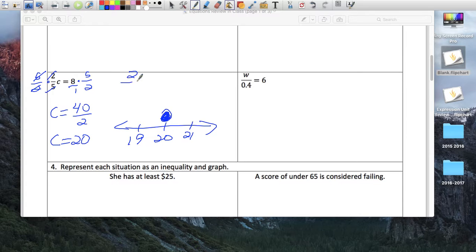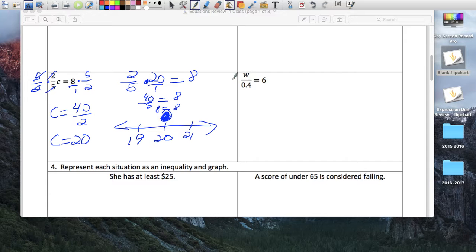The check: 2/5 of 20 equals 8. Is that true? If you had $20 and I said, give me 2/5, would you give me 8? Well, let's see. Over 1, 2 times 20 is 40. 5 times 1 is 5. Is 40 over 5 the same thing as 8? Yes, it is. 8 equals 8.